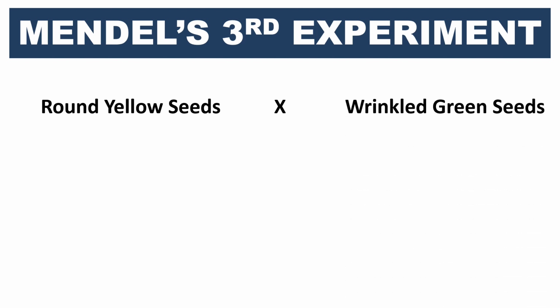In his third experiment, Mendel performed a cross to observe two traits, and here's a representation of the experiment. Since two traits are being considered, this is called a dihybrid cross or two-factor cross, and we will be needing a bigger Punnett square. We are going to use seed shape and seed color, and we will cross purebred round yellow seeds and purebred wrinkled green seeds.